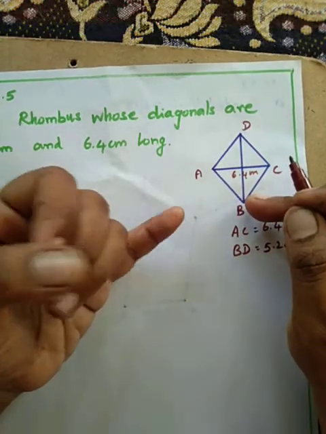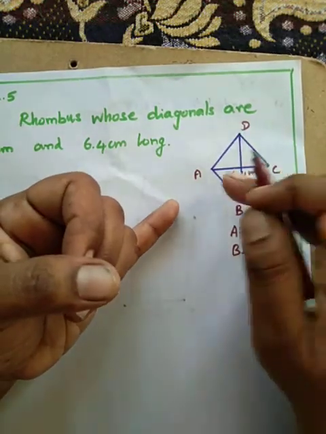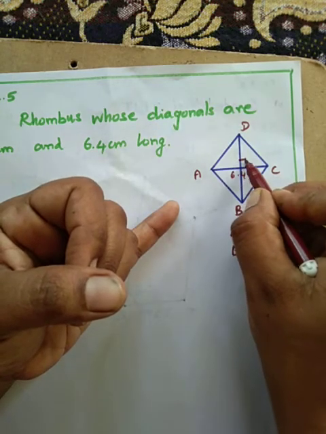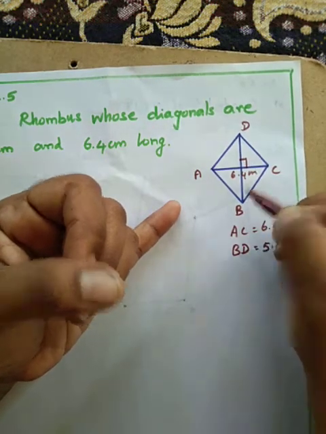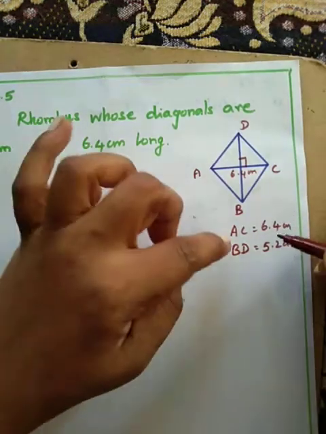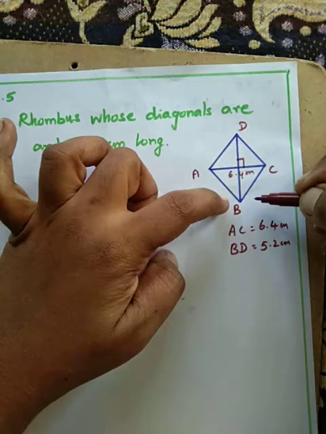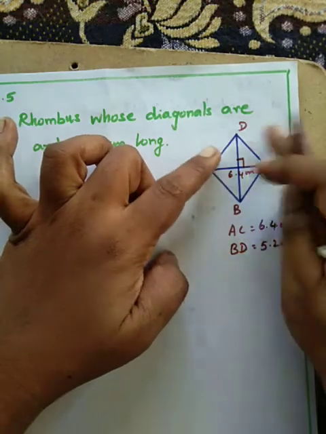But in the rhombus, what are all the properties? Diagonals will bisect each other. That means it is bisecting at perpendicular bisector also. It is bisecting as well as it is perpendicular to each other. So AC is 6.4 centimeter and BD is equal to 5.2 centimeter and no sides are given.